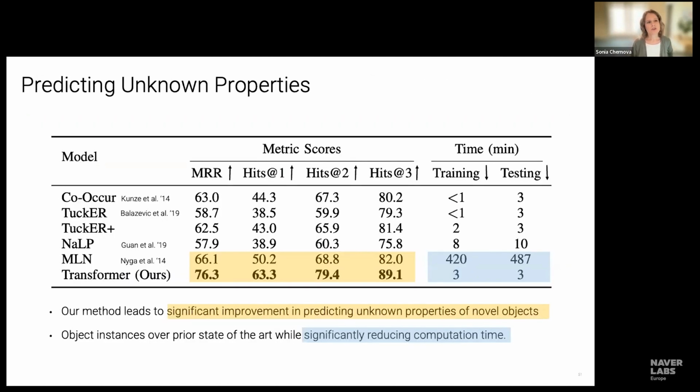Our results show that we're able to outperform the best baseline. These are a variety of baselines, but the MLN is the strongest baseline. We do outperform that quite strongly, but the other cool thing to note is that our running time is a lot faster as well, significantly faster than the MLN, of course.